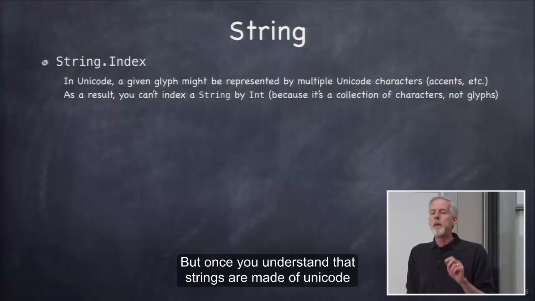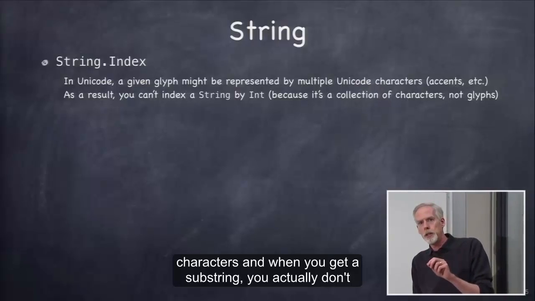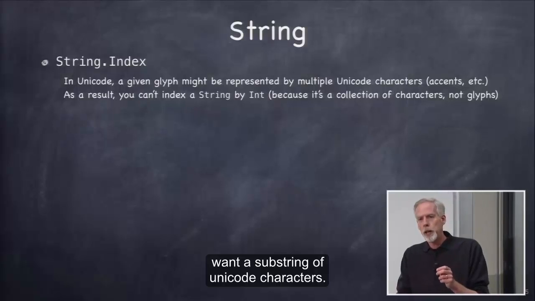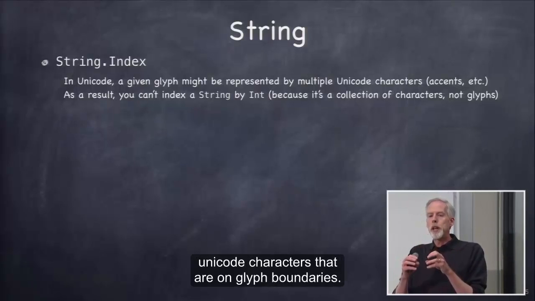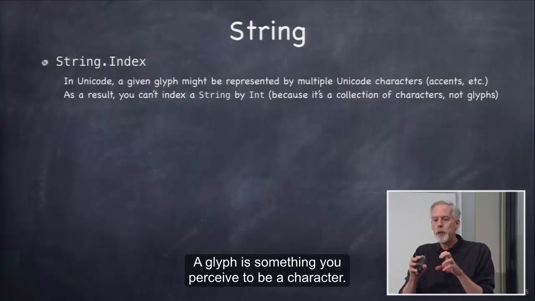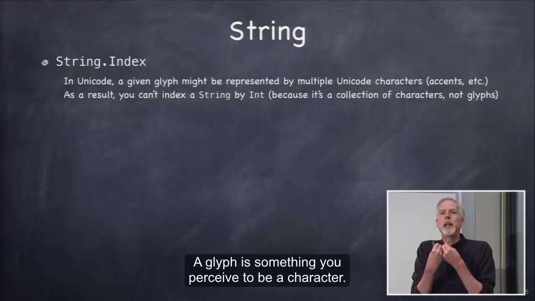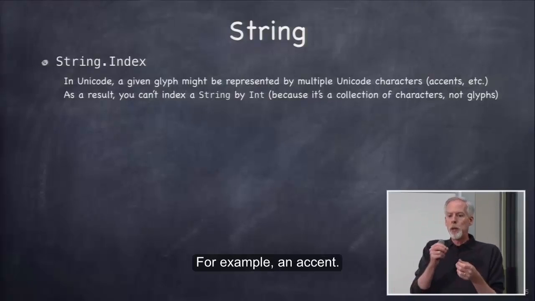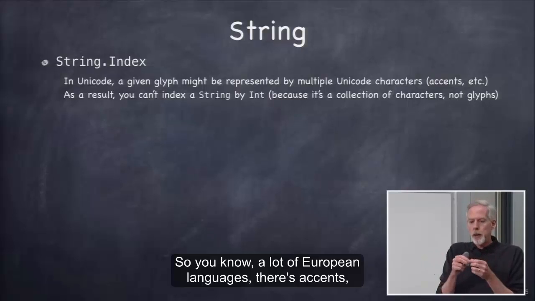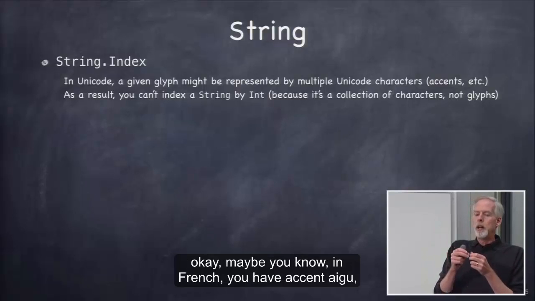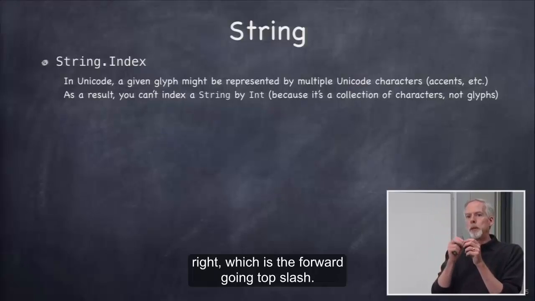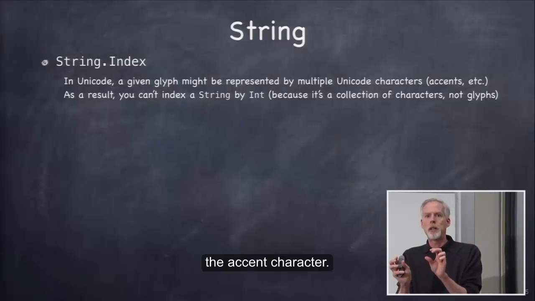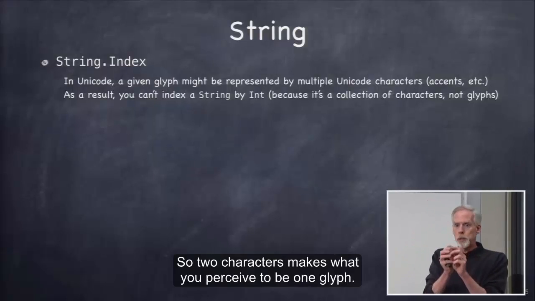But once you understand that strings are made of Unicode characters, and when you get a substring, you actually don't want a substring of Unicode characters. You want a substring of Unicode characters that are on glyph boundaries. A glyph is something you perceive to be a character. But in Unicode, it could be multiple characters making up one glyph. For example, an accent. So, a lot of European languages, there's accents. Okay, maybe, in French you have E accent aigu, right, which is the forward-going top slash. Well, that could be 2 Unicode characters, E and the accent character. So 2 characters makes what you perceive to be one glyph.